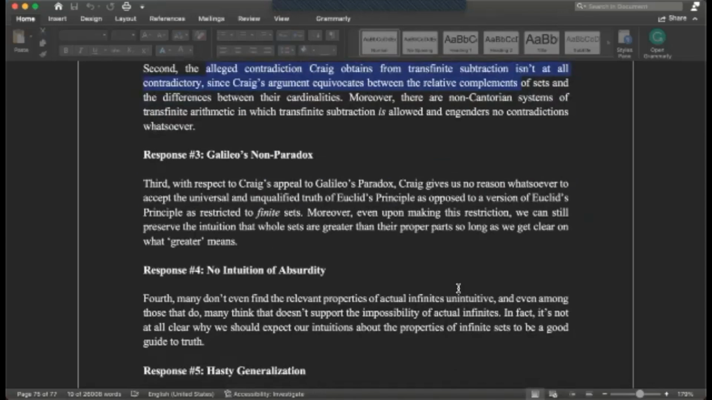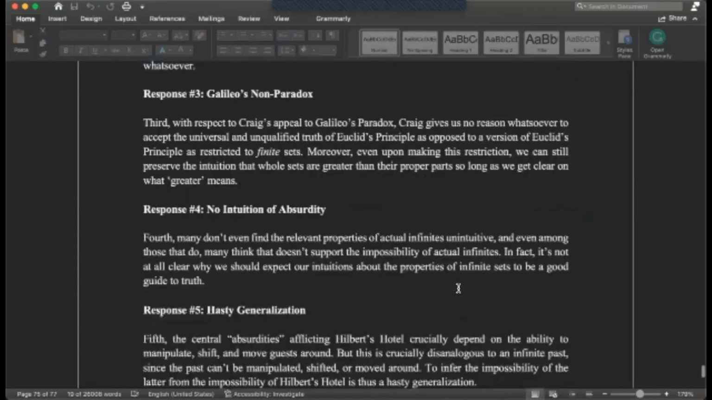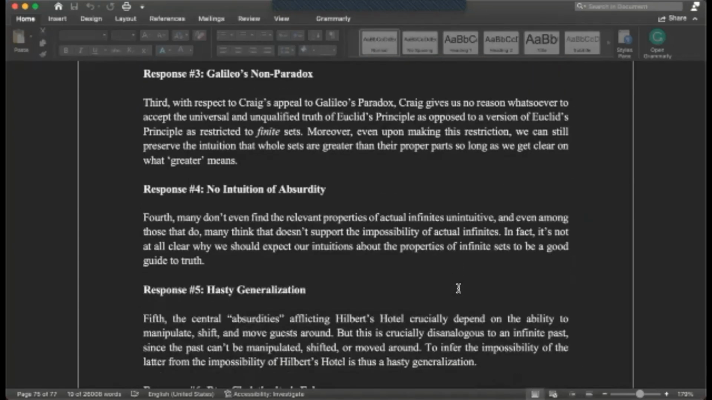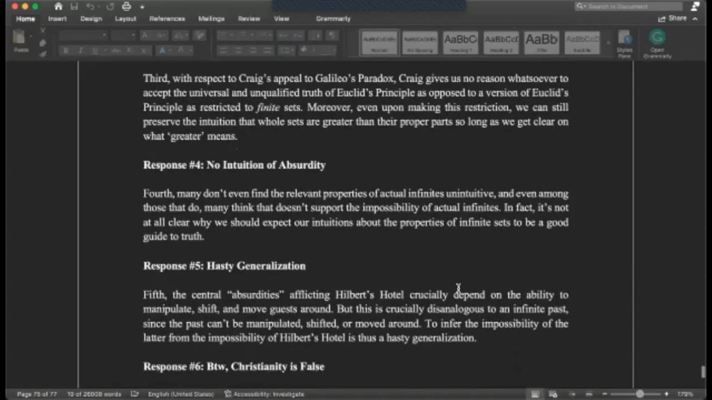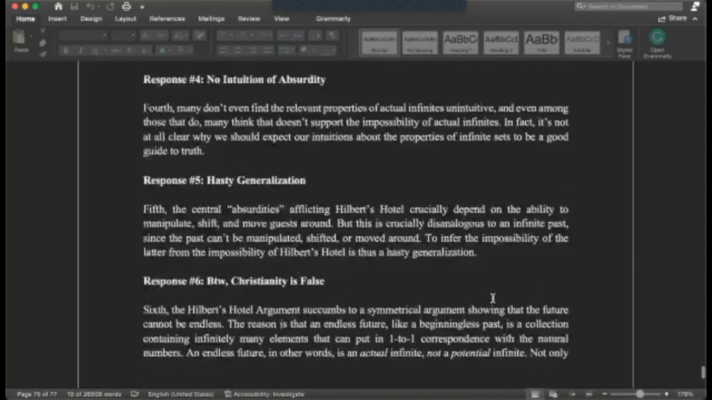Fourth, many people don't even find the relevant properties of actual infinites unintuitive, and even among those that do, that doesn't support the impossibility of actual infinites. In fact, it's not at all clear why we should expect our intuitions about the properties of infinite sets to be a good guide to truth. Fifth, the central absurdities afflicting Hilbert's Hotel crucially depend on the ability to manipulate, shift, and move guests around. But this is crucially disanalogous to an infinite past, since the past can't be manipulated, shifted, or moved around. To infer the impossibility of the latter from the impossibility of Hilbert's Hotel is thus a hasty generalization.